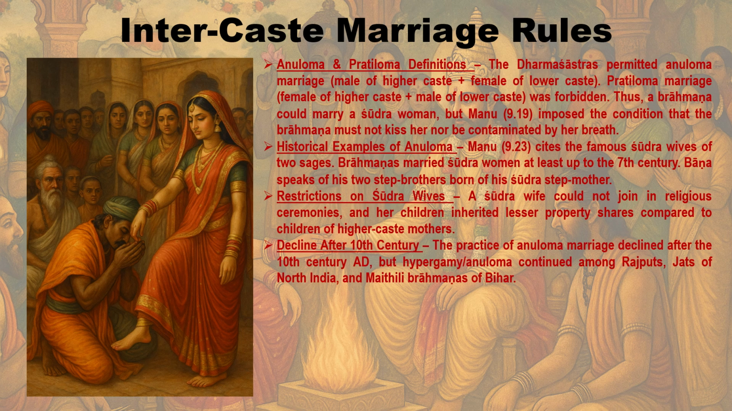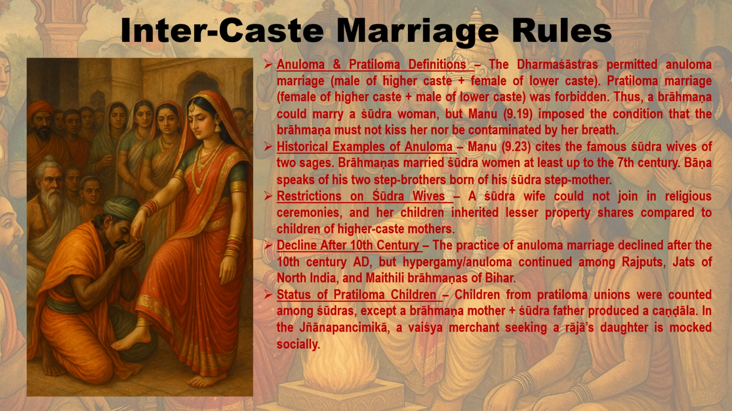The practice of anuloma marriage declined after the 10th century AD, but hypergamy or anuloma continued among the Rajputs, Jats of North India, and Maithili Brahmanas of Bihar. Children from pratiloma unions were counted among the Shudras, except a Brahmana mother with a Shudra father produced a Chandal.